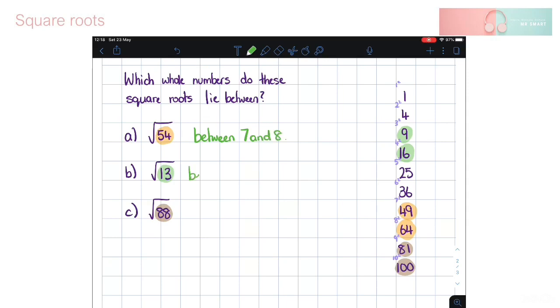Okay, for the square root of 13, 13 lies between 9 and 16. 9 is 3 squared, 16 is 4 squared, so the square root of 13 lies between 3 and 4. And then finally, the square root of 88, well, on my square number list, 88 lies between 81 and 100. 81 is 9 squared and 100 is 10 squared, so the square root of 88 lies between 9 and 10.